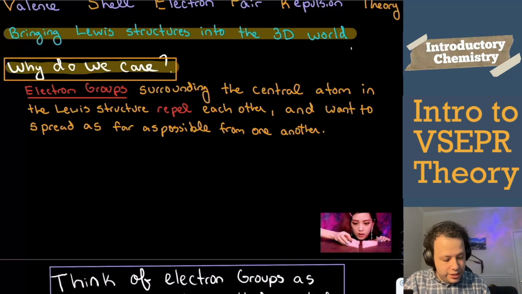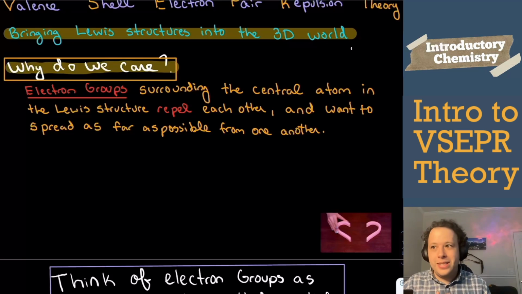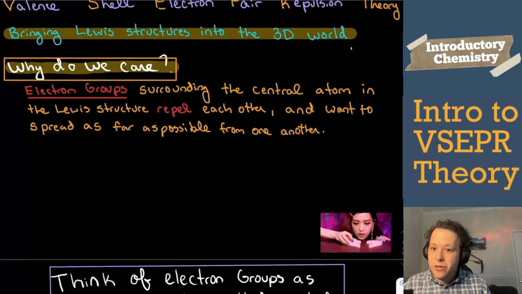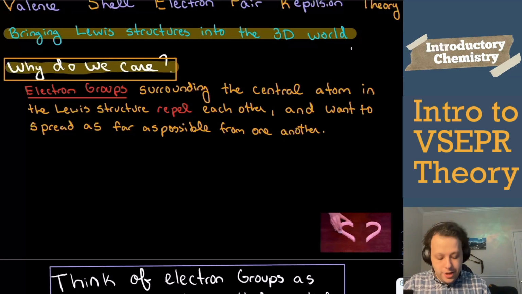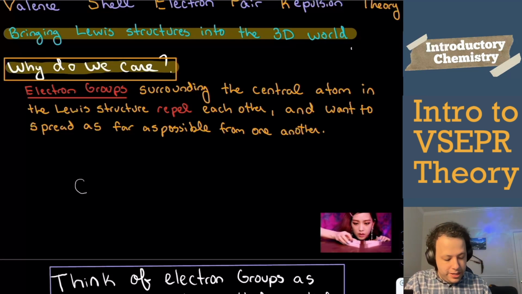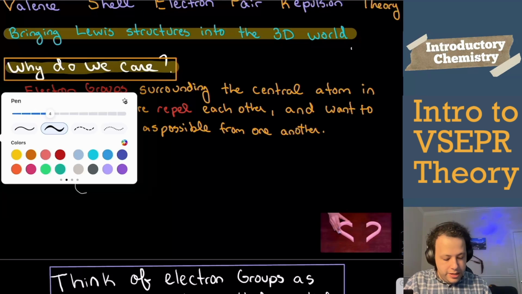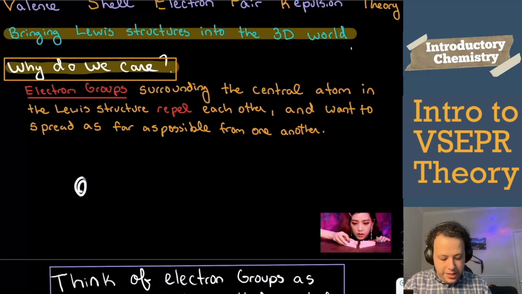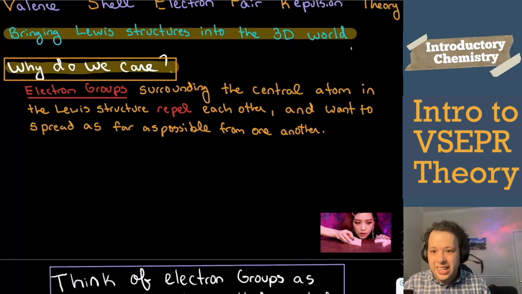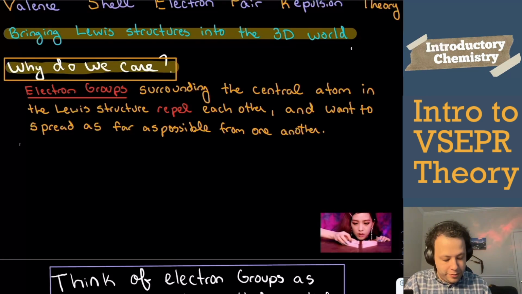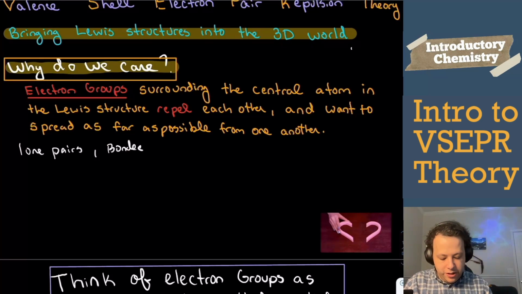So let's first start by practicing counting electron groups. I'm going to draw a couple of Lewis structures, and we're going to be counting the number of groups. Keep in mind, groups can be lone pairs, bonds, anything around the central atom is considered a group. So we're going to be counting lone pairs and bonded electrons.